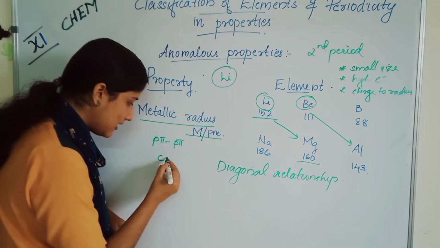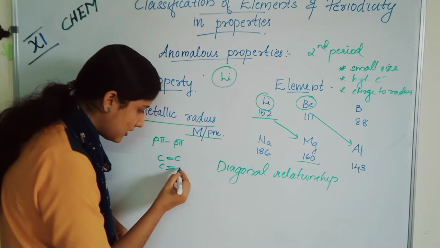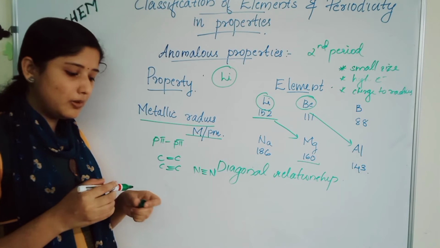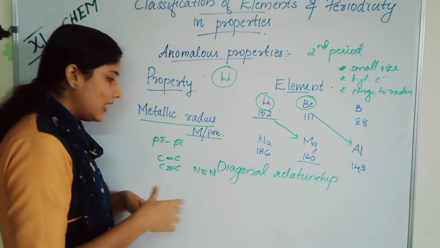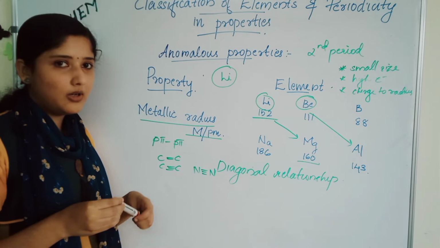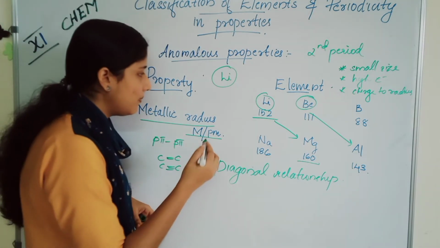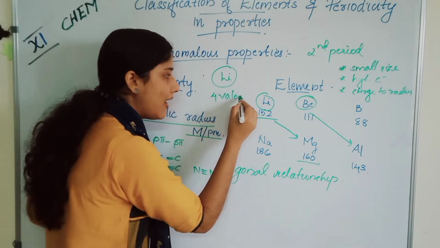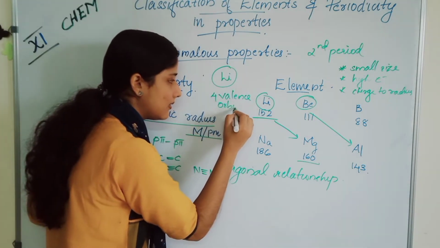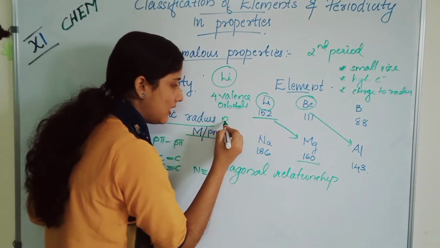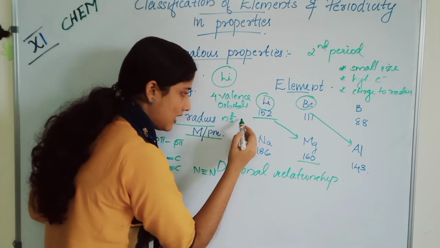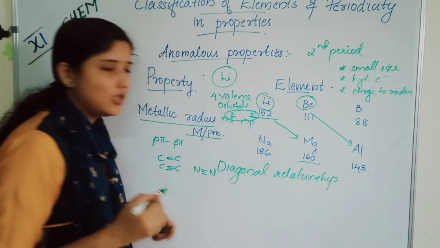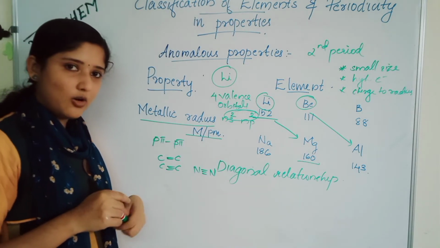Pi-pi bonds like C double bond C, C triple bond C, N triple bond N, like this. Pi bonds are usually formed only by the elements in the second period, because in the second period the elements have only 4 valence orbitals. That is ns2 np2. Usually there are 4 valence orbitals for them.